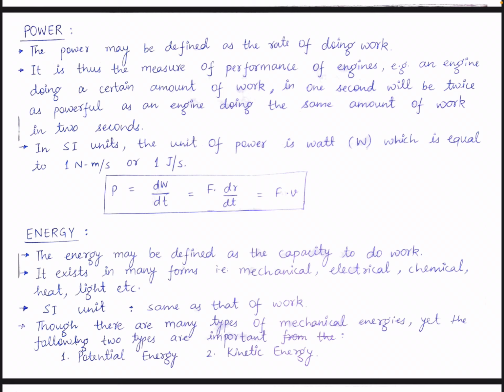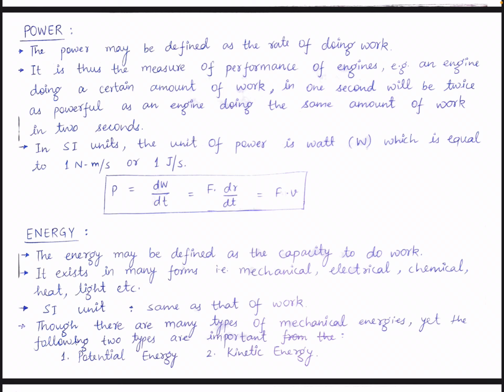So what is the SI unit? The SI unit is energy or work done by time, that is joule per second, or watt. Bigger units are kilowatt and megawatt. Kilowatt means 1000 watt and megawatt is 10 raised to power 6 watt. So P is dW upon dt, and W is F dot dr. So we can also say it is force multiplied by velocity.